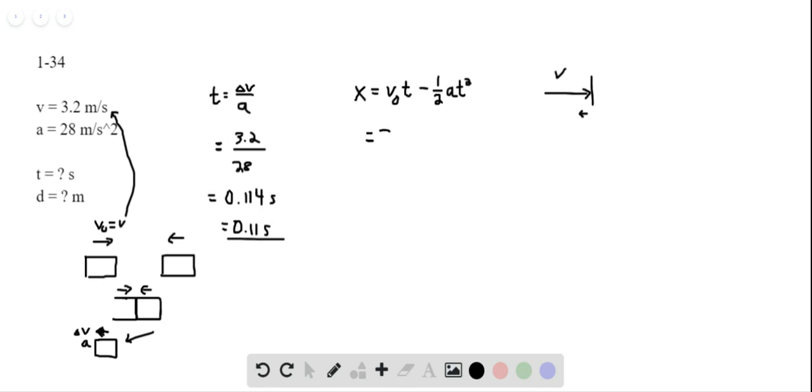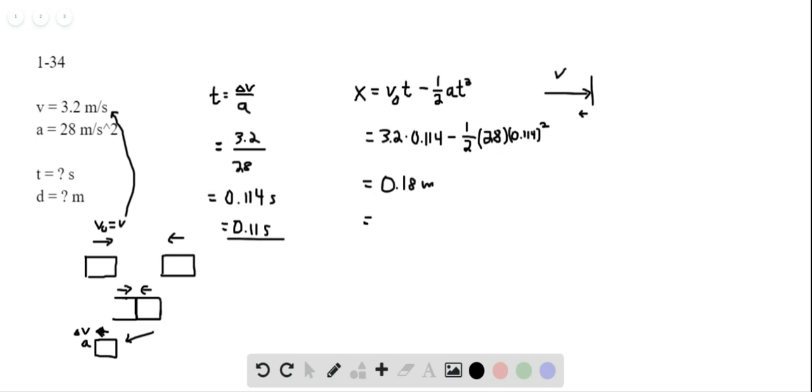While my initial velocity here is positive, that's the direction of motion that I'm traveling. I know my time interval. I'm going to keep it as 0.114, because you want more significant digits when you're performing intermediate calculations. But again, the acceleration should be negative: negative 28 times time squared, again 0.114 squared. And we find that this stopping distance is 0.18 meters.